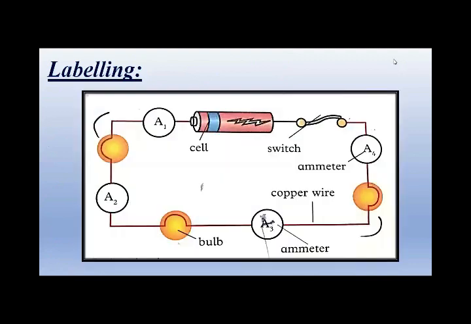Okay, the labeling. The labelings are: first one is battery, or you can say the cell. We will use the cell, and the next one is switch. This one is the ammeter, ammeter 1, 2, 3, and 4. These are the ammeters, and this rectangular shape is used for the copper wire. All this red line is called the copper wire, while the remaining is the bulb. There are 5 labels: cell or the battery, switch, ammeter, bulb, and the copper wire. I hope it is clear.